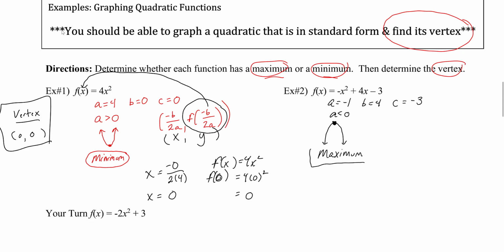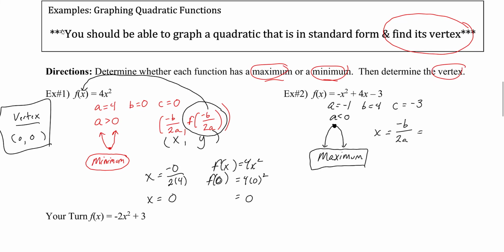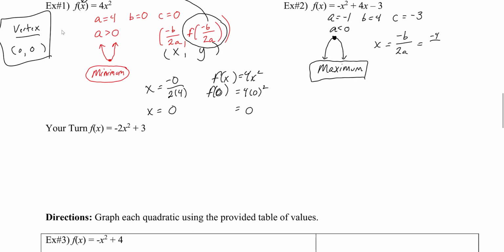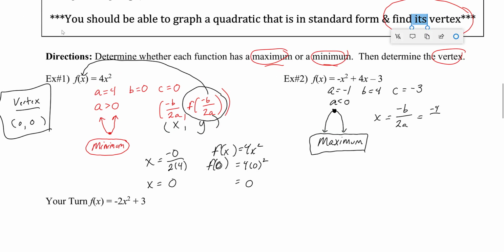Always try to remember to box and circle your answers, especially when you have a lot of work going on in the problem. So the second part is to determine the vertex. So we're going to use the formula negative b over 2a to give us our x coordinate. So in this particular case, it's going to be negative 4 divided by 2 times negative 1. So the x coordinate is 2.